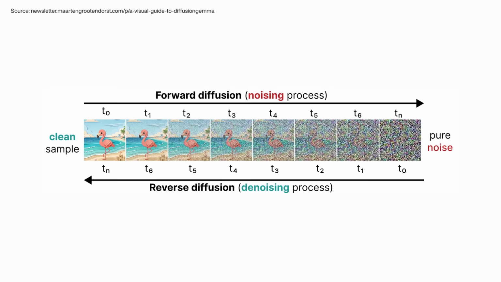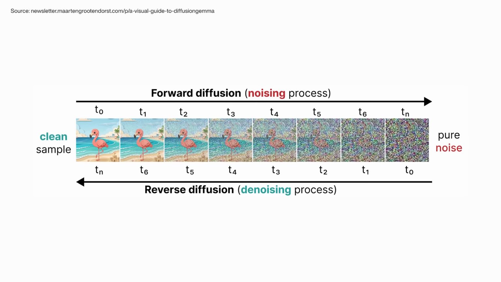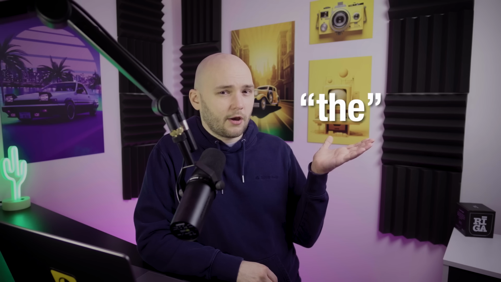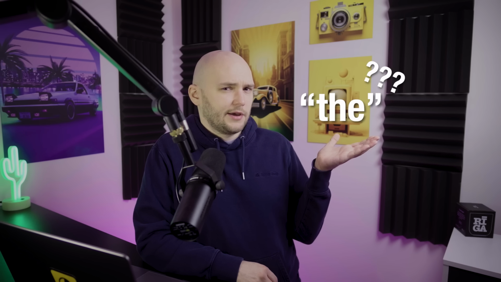But how do you apply that same concept to text? That is the tricky part, because with an image, noise is easy. Make a pixel a little more red or blue. But with text, how do you make the word "the" be a little bit less "the"? What does that noise even mean for a word?